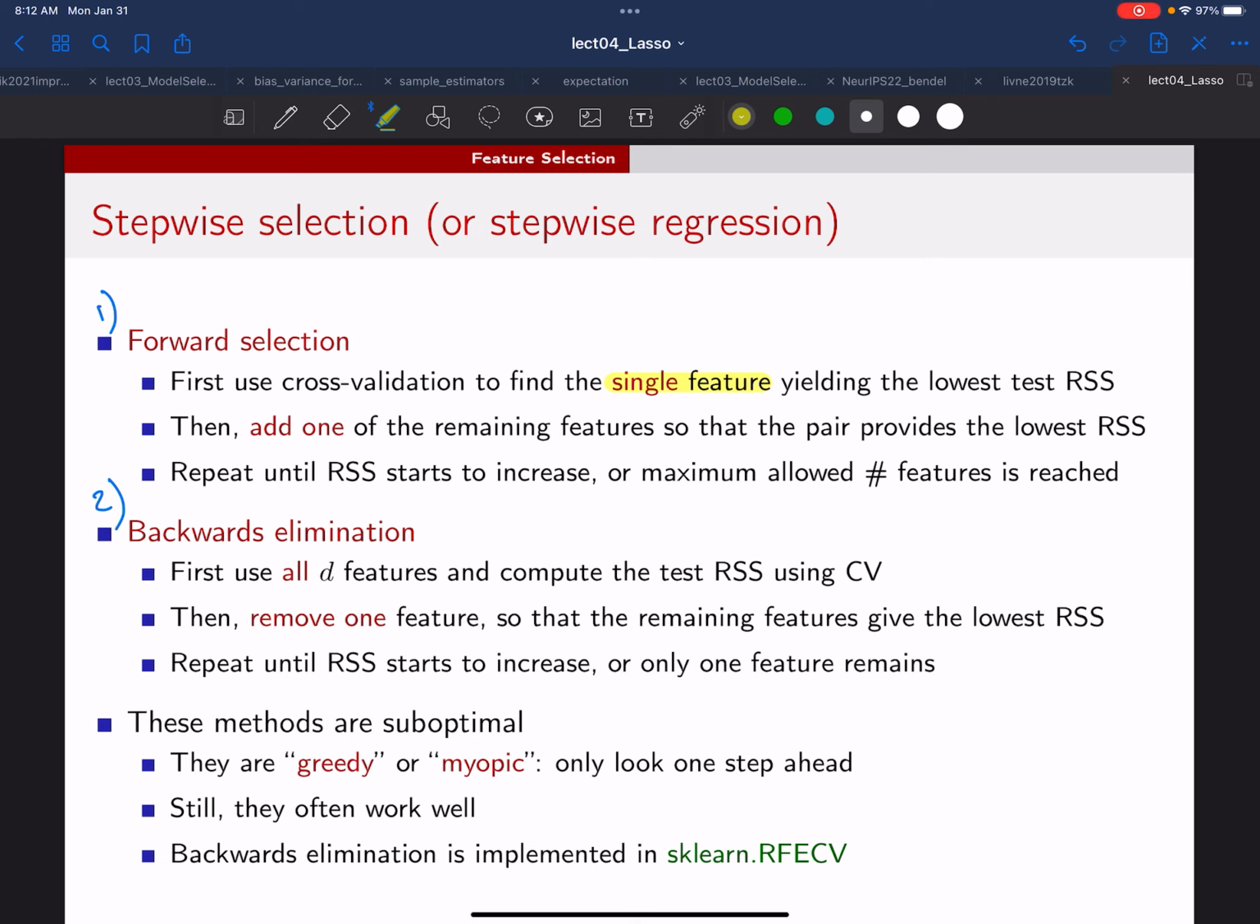Okay, so we test out feature 1. How well does that work? Then feature 2 alone, how well does that work, and so on. So once we do this, we figure out what is the single best feature, the one that gives the lowest test RSS.